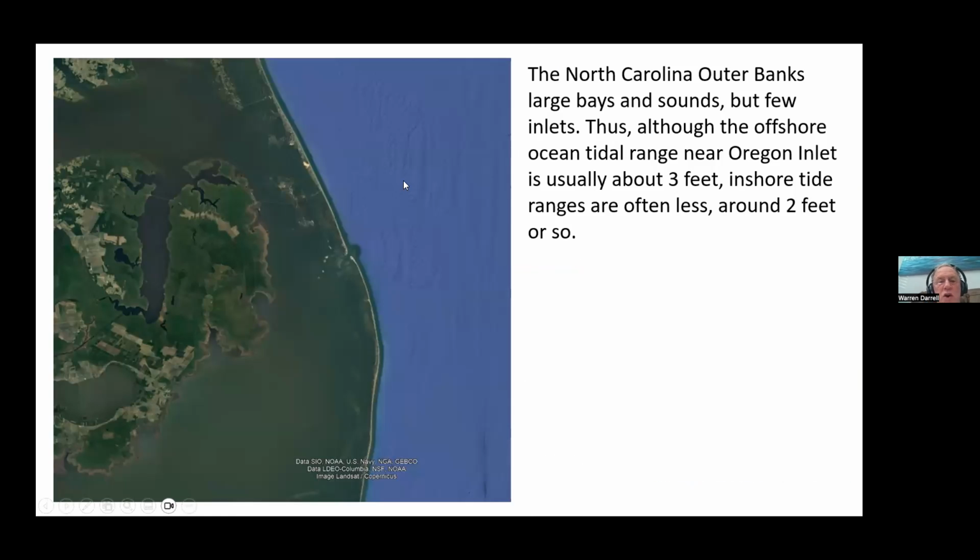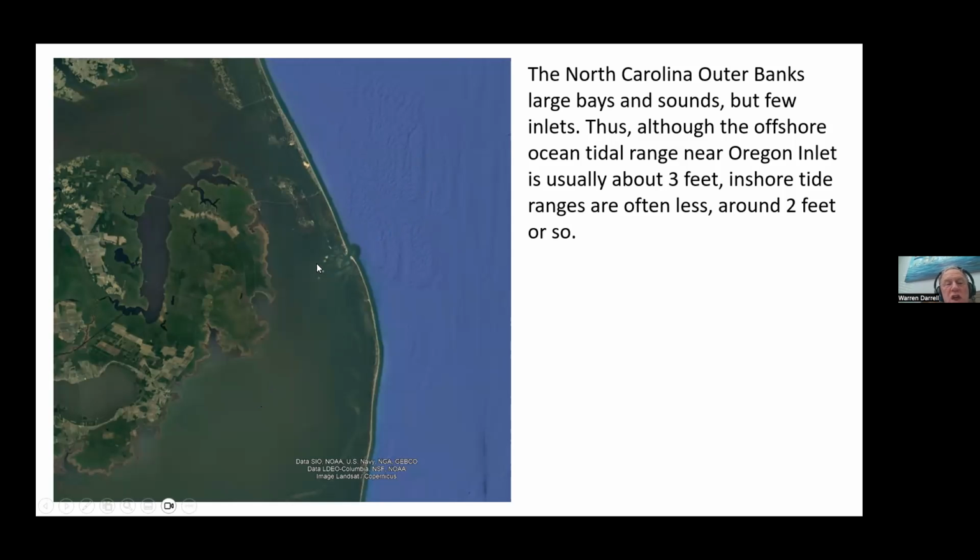Okay, now this is what Roland was talking about when he said that you don't have really big tide ranges in the places where y'all paddle on the Outer Banks because you don't have many inlets. So the ocean out here, this Oregon Inlet, and I believe Kitty Hawk is up here somewhere. The tide's about 3 feet, which is not ginormous, but it's significant. But you only have this one little inlet. It's a pretty big inlet if you're paddling in it, but compared to all this water in the sounds, this is very small.